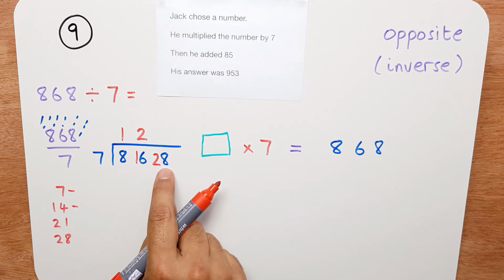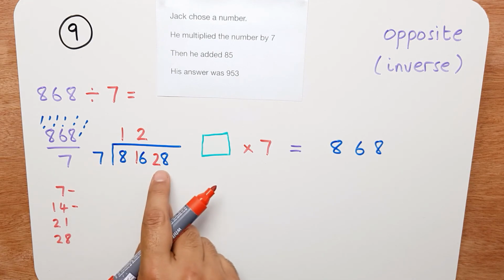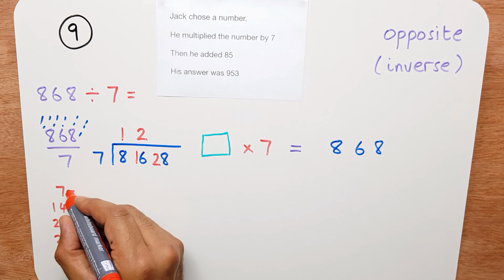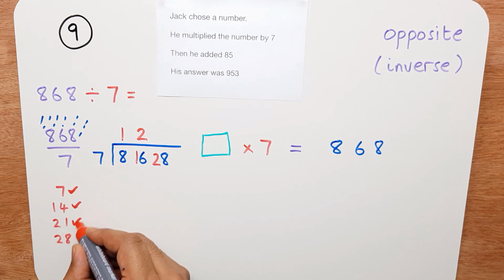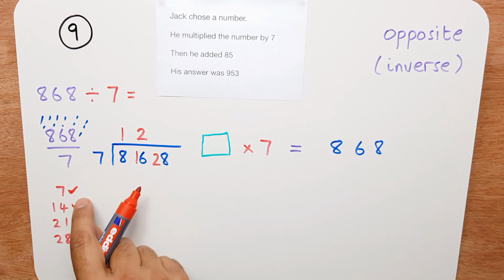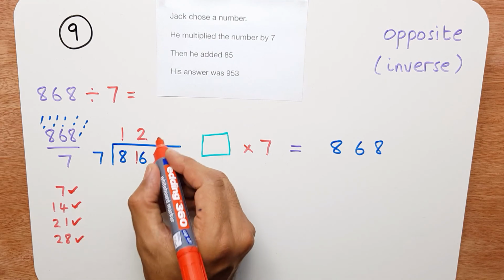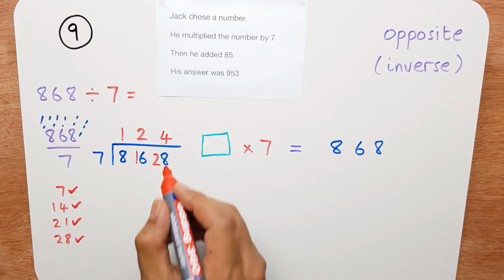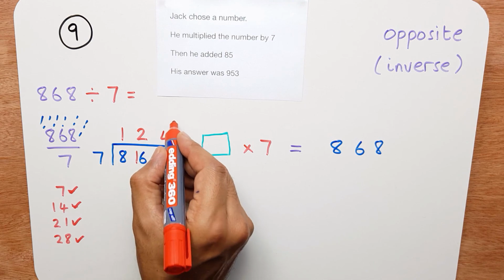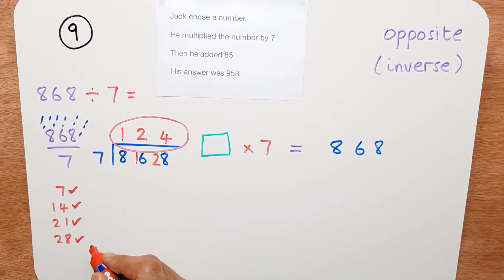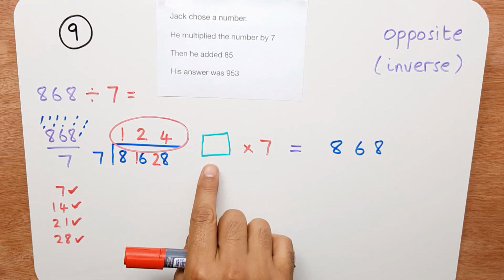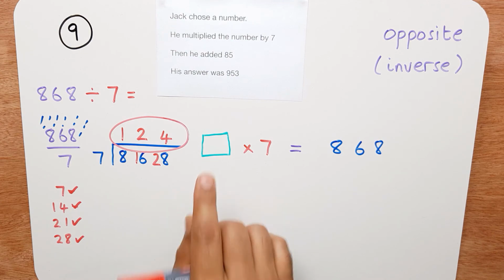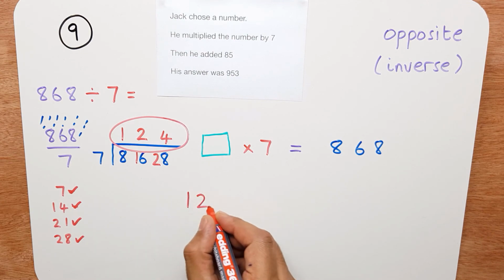So that becomes 28. How many 7s in 28? 7, 14, 21, 28. There's 1, 2, 3, 4. So the 4 goes there. And we stop there, so our answer is 124. So the number that Jack chose was 124.